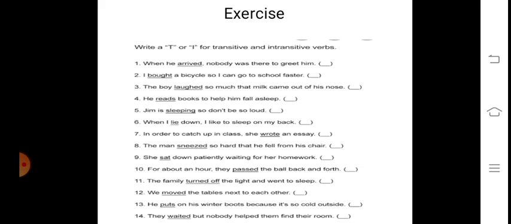See the 13th one. He puts on his winter boots because it's so cold outside. He puts on what? He puts on his winter boots. So, winter boots is the object for the action put and hence put is a transitive verb. See the next one. They waited but nobody helped them find their room. They waited. So there is no object or receiver for waited and hence waited is an intransitive verb.